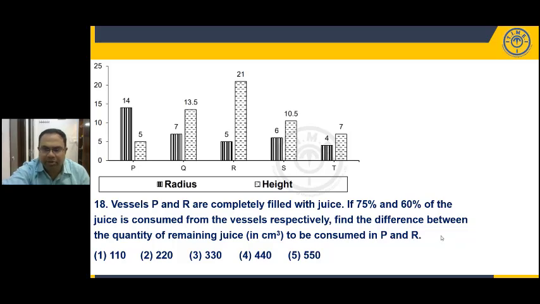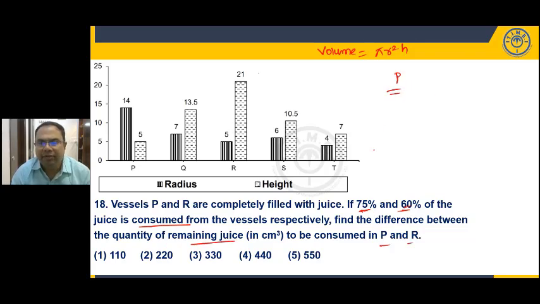I think Sampath, you have to check your answer once again. Sampath, check your answer now. Vessels P and R, you just read this, Sampath. You might have missed out here, 75%, 60%. Vessels P and R are completely filled with juice. A cylindrical vessel filled with juice means you have to find out volume. If I find out volume, I'll get the juice in there. Pi r square h. 75% and 60% of the juice is consumed. Find the difference between quantity of remaining juice in P and R.